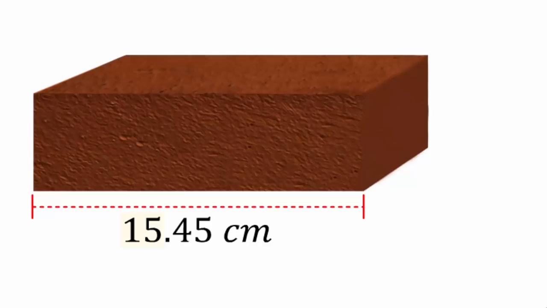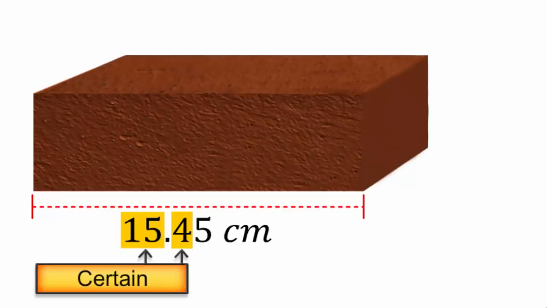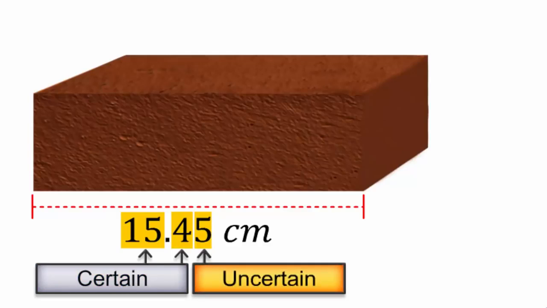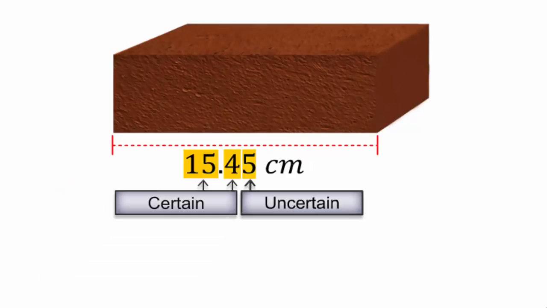In this measurement, 1 and 5 in the whole part and 4 in the decimal part are certain, while the 5 in the decimal part is uncertain. This 5 is uncertain because it is an approximate value. The values of many measurements in real life are decimal numbers. Digits in decimal numbers can be categorized as certain and uncertain.